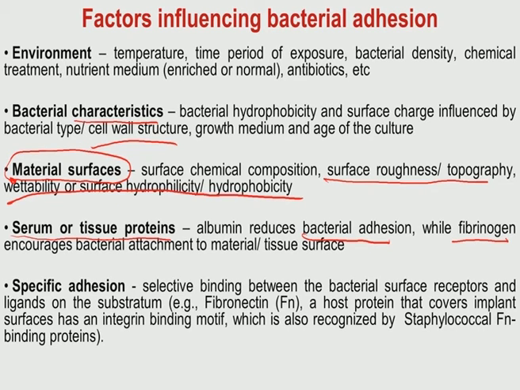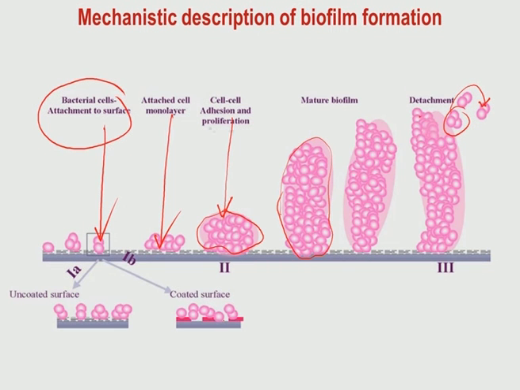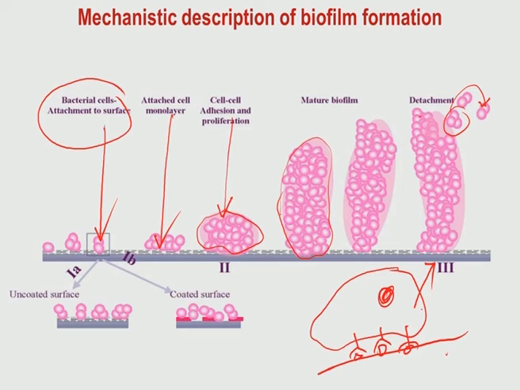Fifth one is specific adhesion, like selective binding between bacterial surface receptors and ligands on the substratum, that is fibronectin, a host protein that covers implant surfaces. That is also important. Because if you remember, when a biological cell adheres to a material substrate, if you go back to this slide and recall, the way a eukaryotic cell is attached to a biomaterial substrate is quite different to some extent, and then these cell signaling processes take place and then another cell comes.